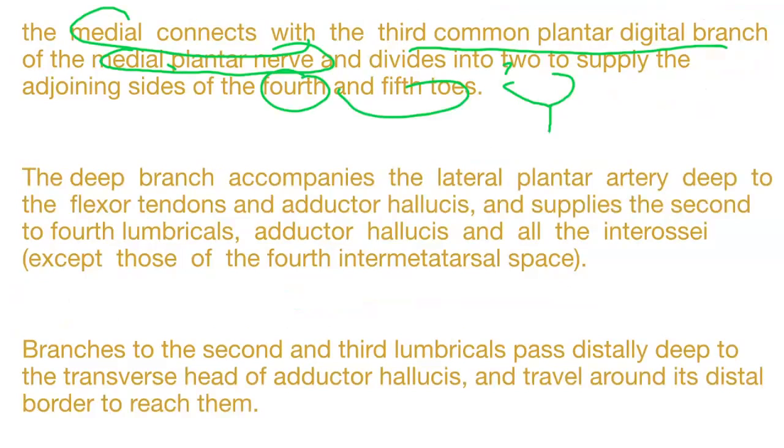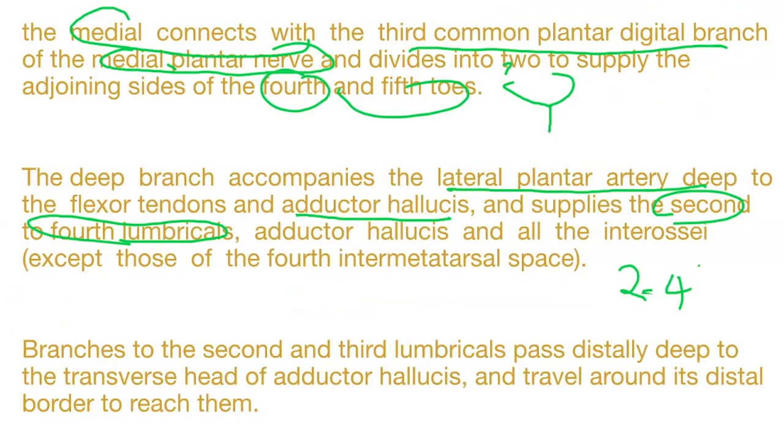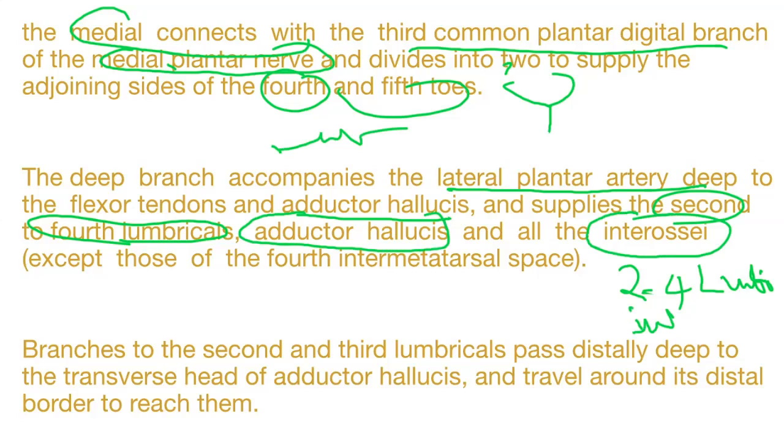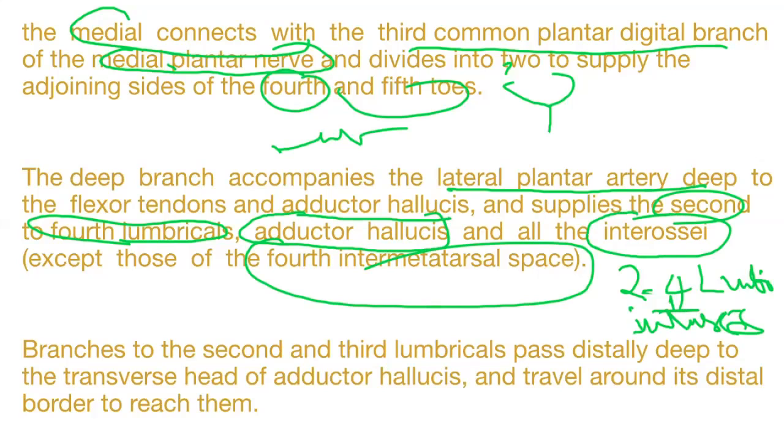The deep branch accompanies the lateral plantar artery deep to the flexor tendons and abductor hallucis and supplies the second to fourth lumbricals. So the first lumbrical is supplied by the medial plantar nerve, whereas the second to fourth lumbricals are supplied by the lateral plantar nerve, and it also supplies adductor hallucis and all the interossei. Okay, all the interossei, that means dorsal and plantar interossei except those in the fourth intermetatarsal space. So that is supplied by the superficial lateral branch of the lateral plantar nerve, right?